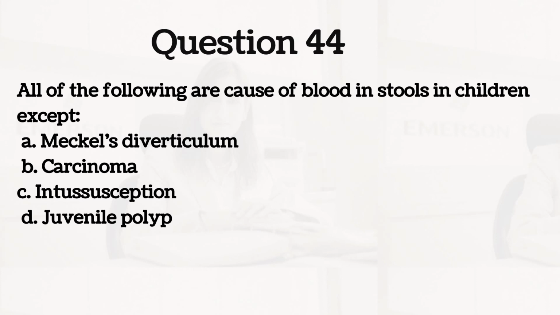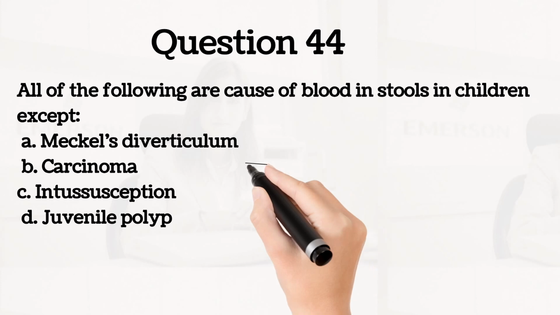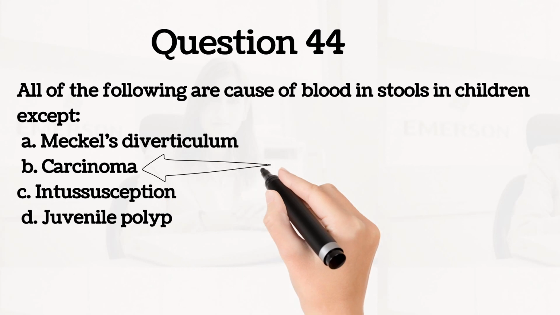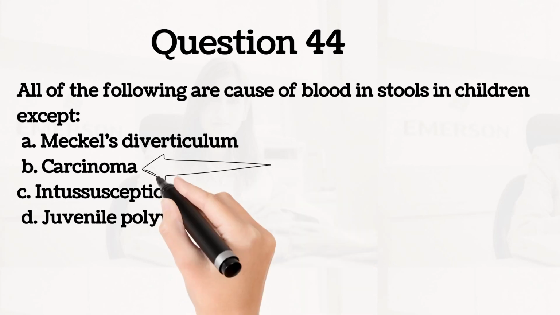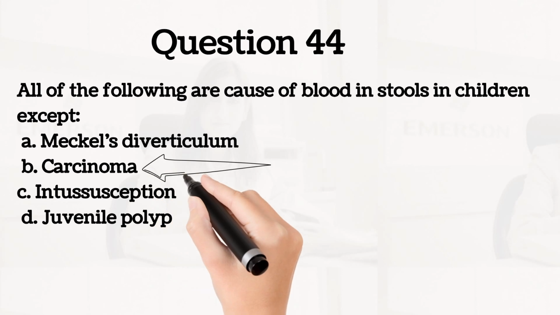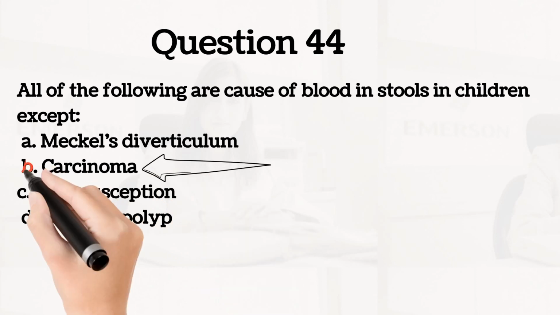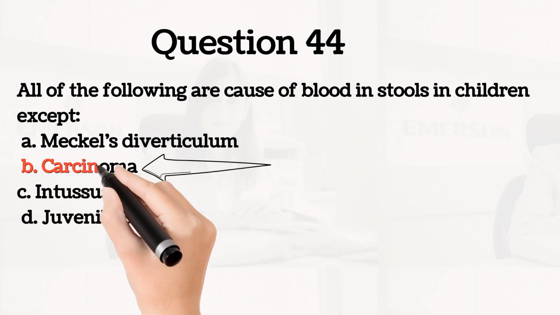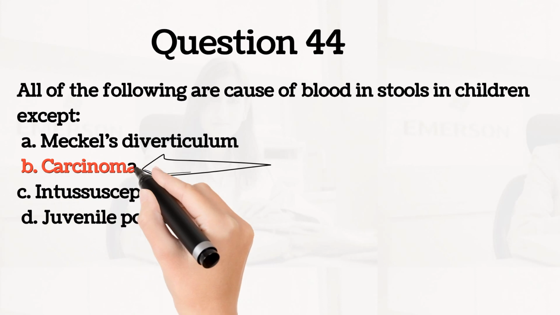But since these are MCQs, we're supposed to choose the best answer. So the best answer should be B, which is your carcinoma, because even though it also causes blood in stools, it's not common in children. It's not even common for a child to have a carcinoma, but it occurs, and when it occurs, it also causes blood in stool. But for an MCQ such as this one, where we have other better answers, the answer is B, your carcinoma. So B is the answer.